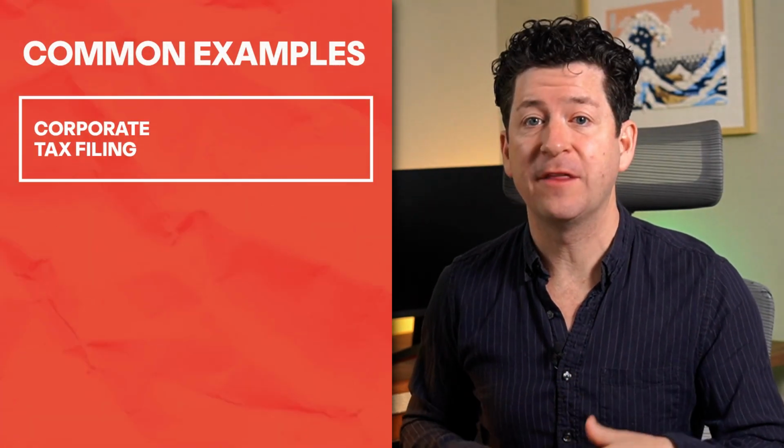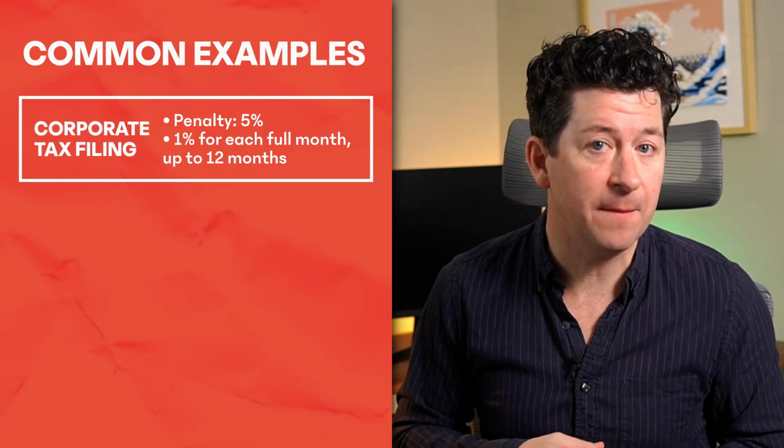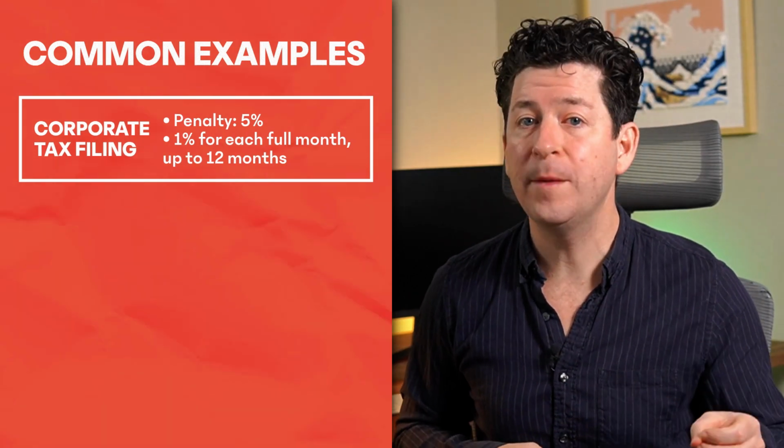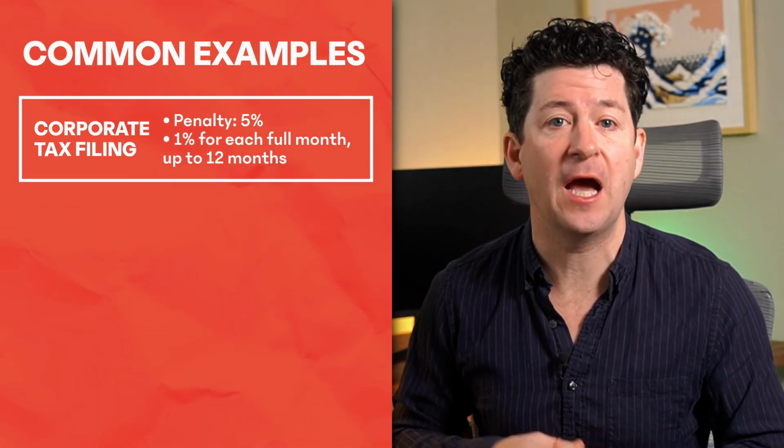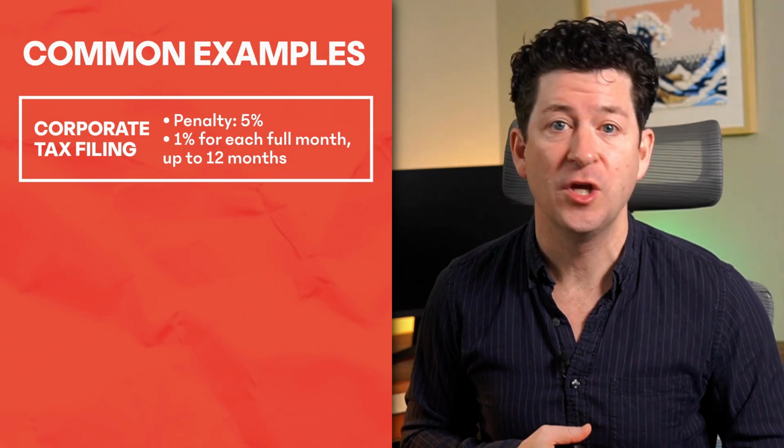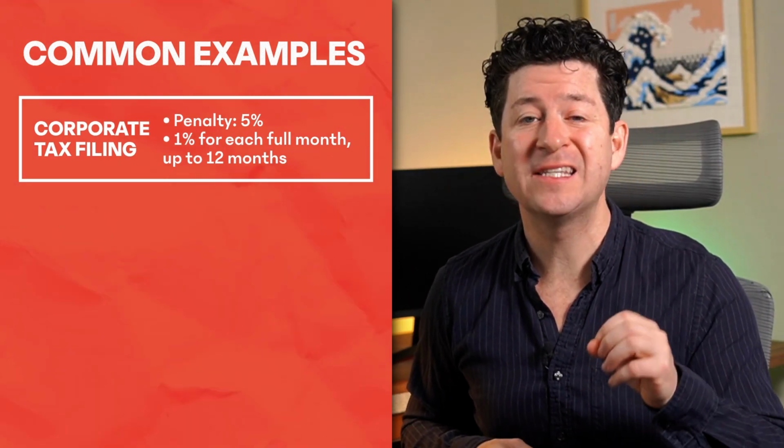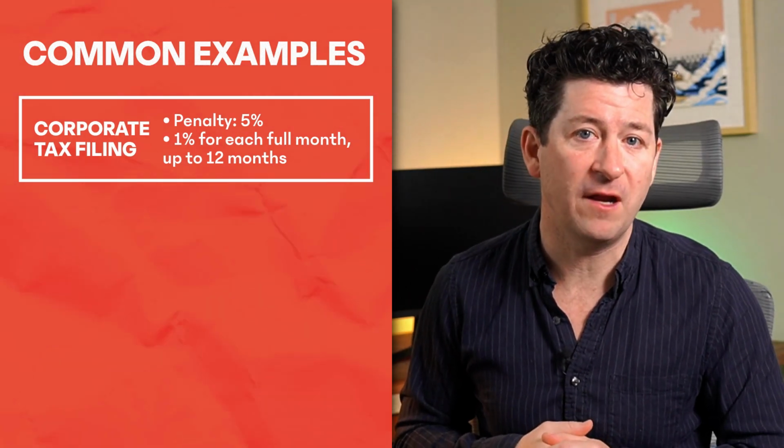Late corporate tax filing. The penalty is 5% of the unpaid tax owing, plus 1% for each full month it's late, up to a maximum of 12 months. So if you're late by a year, that's a 17% penalty right there.